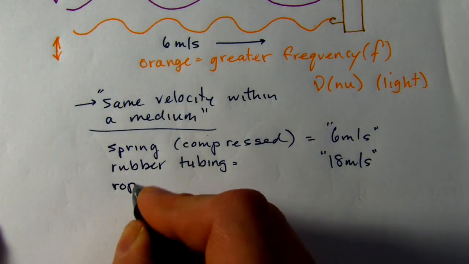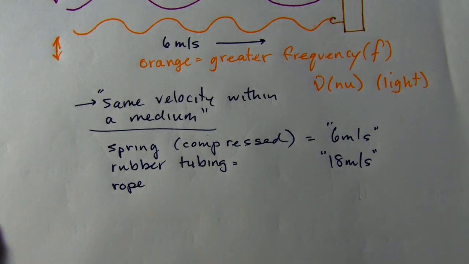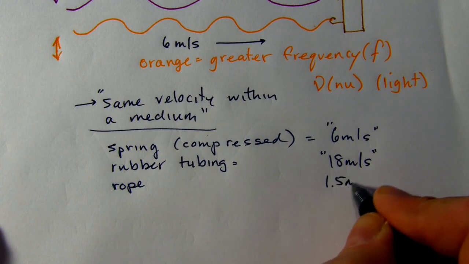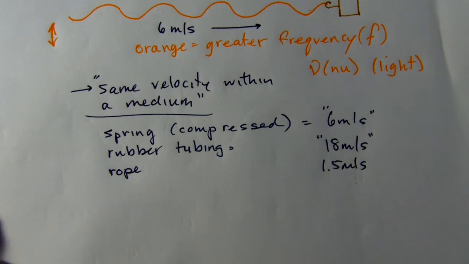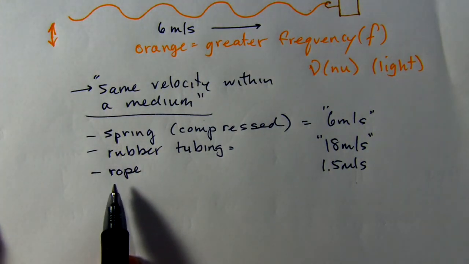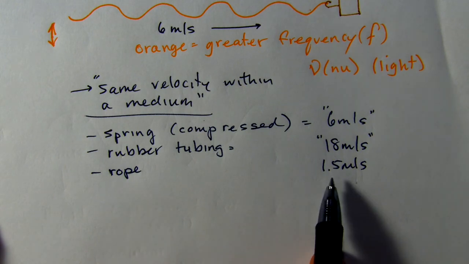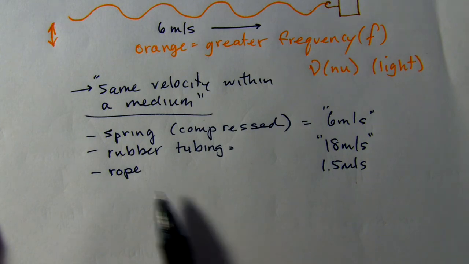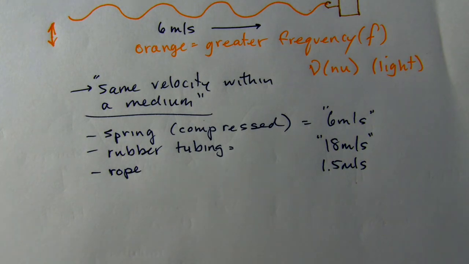But we could also take laundry rope, slow and sluggish, and there's not much elasticity here, and it may go as slow as 1.5 meters per second. Just some examples that the nature of the medium and its elasticity, right, relates to the wave velocity. But the frequency for these would not be related necessarily to the velocity, unless you're within that same medium. Okay, so those are some of the basic ideas between wavelength and frequency.